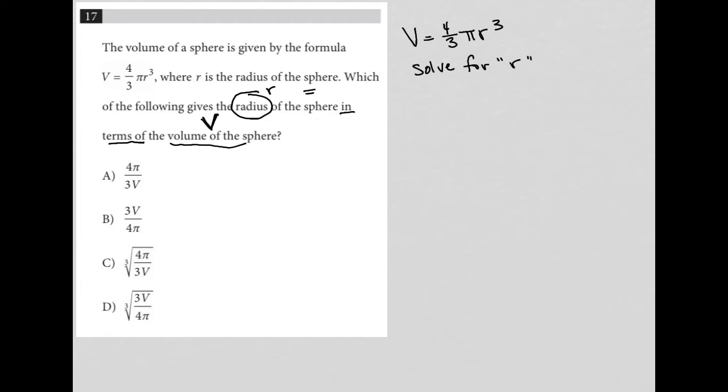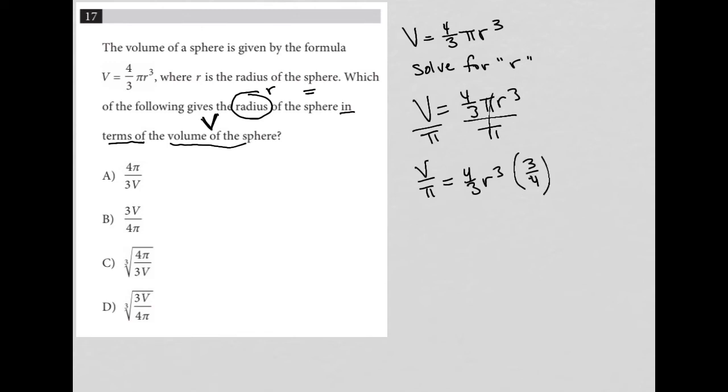Okay, so we have this V equals 4/3 pi r cubed, but I want r to be isolated. So I'm going to, first of all, divide everything by pi. So now I have V over pi equals 4/3 r cubed. I can now multiply both sides by 3/4. And by the way, there's many ways to do this. I could have combined these last two steps into one step. Nothing wrong with that, right?